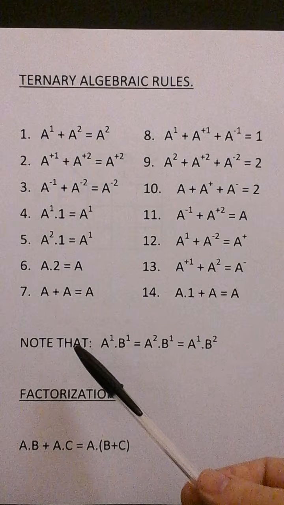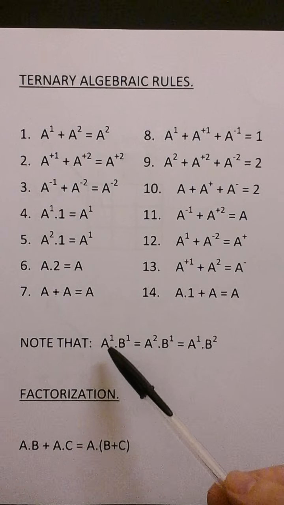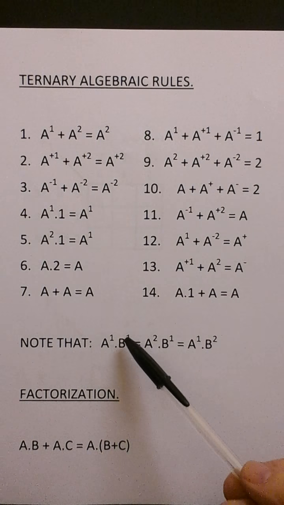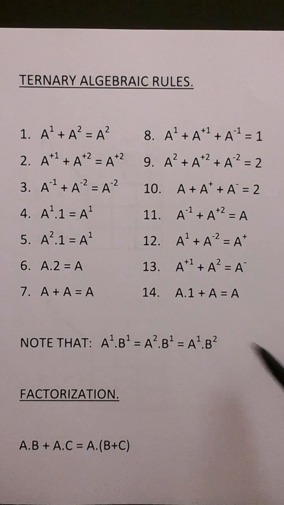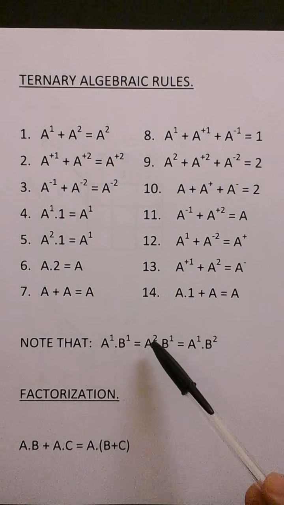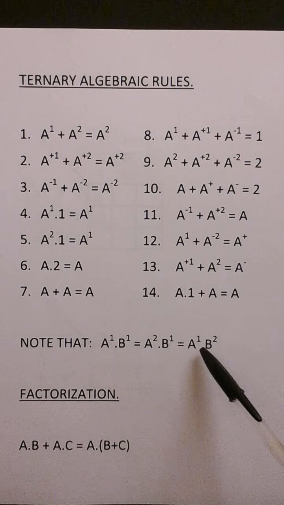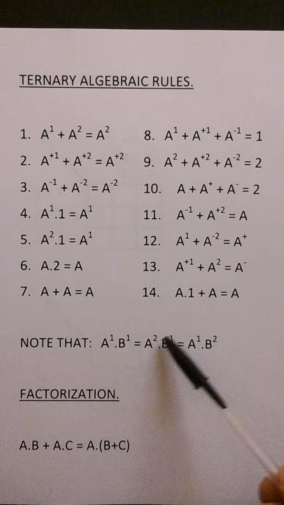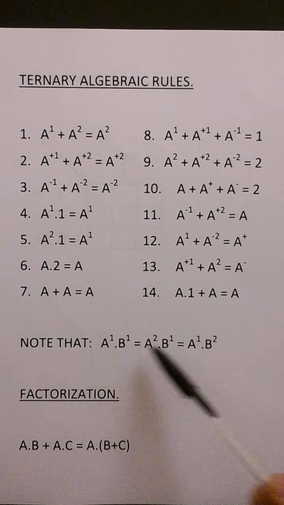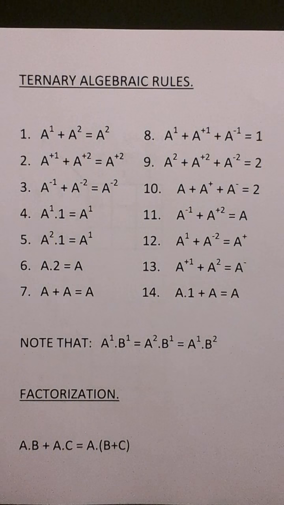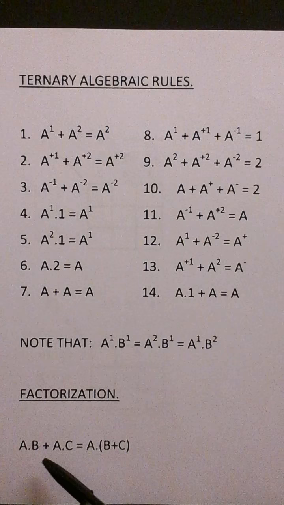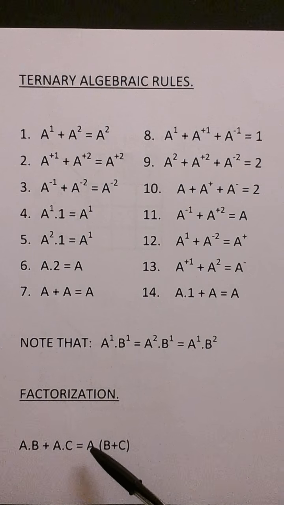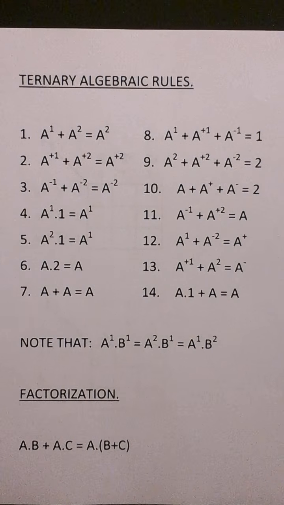Note that since I'm using the minimum of function, A1 min B1 equals A2 min B1, which equals A1 min B2. That's basically because the minimum value of 2 and 1 is 1. So I can quite happily change A or B to a 2 without affecting the function. And similarly, factorisation, A min B max A min C equals A min B max C. Similar to Boolean algebra factorisation.